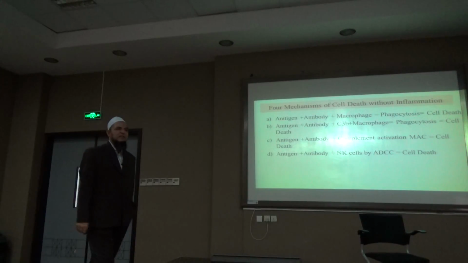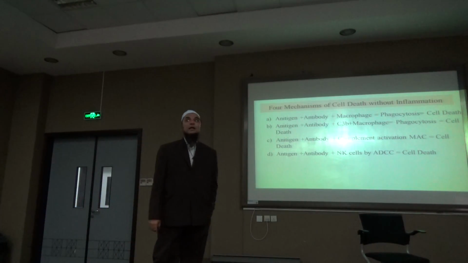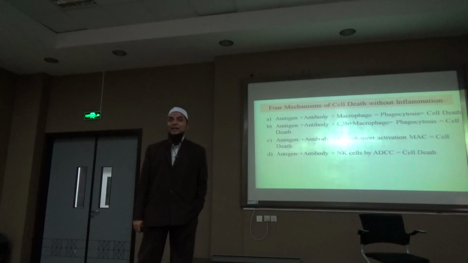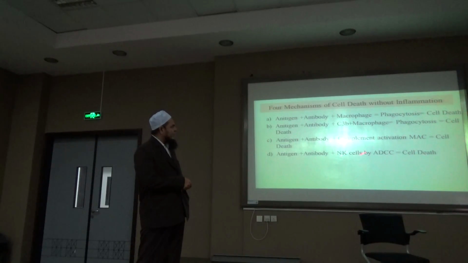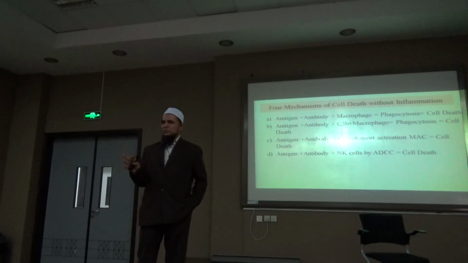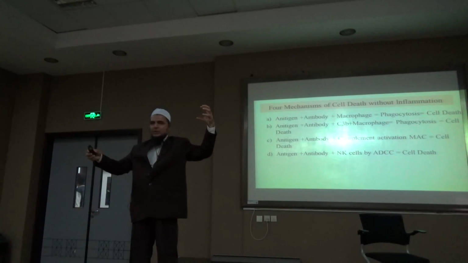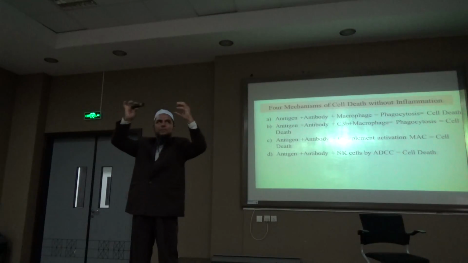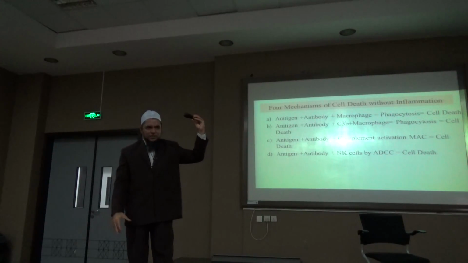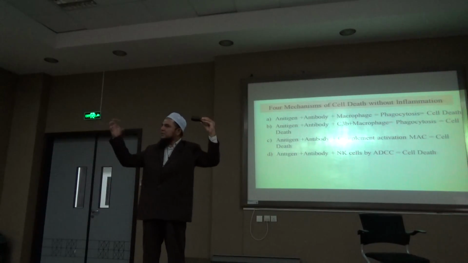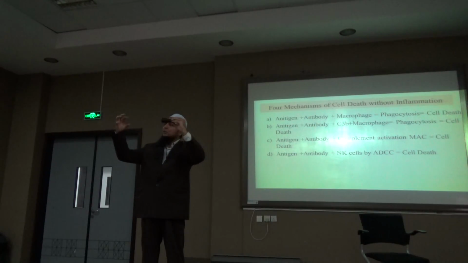What is the name of that specific type of cell? Killer cell, natural killer cell. The killer cell will say, okay, no problem. When this is the antigen, this is the antibody, it will come and attach to the antigen. This is the natural killer cell. It will come and attach to the natural killer cell here.